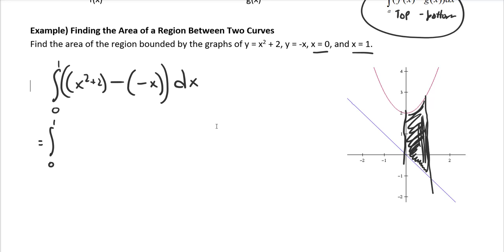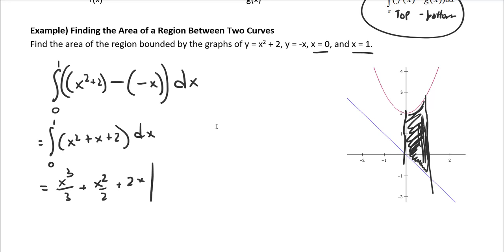So now I'm going to make this a little easier to read. From 0 to 1, this is x squared, this is a plus, so plus x plus 2 dx. Now I'm going to integrate it. So this is equal to x to the 3 over 3 plus x squared over 2 plus 2x, from 0 to 1. And you can plug that in and do that math out, and you're going to get basically 17 over 6. Hopefully you remember how to do that.